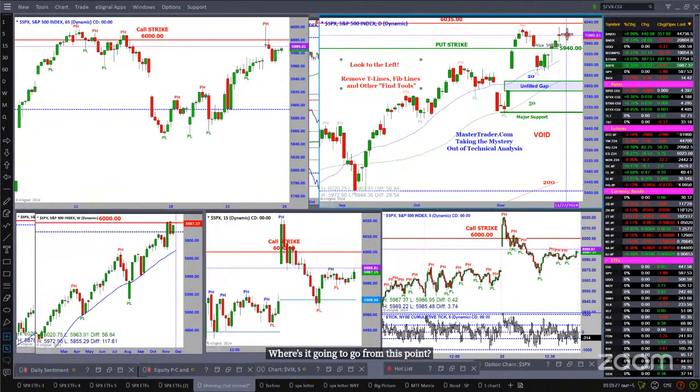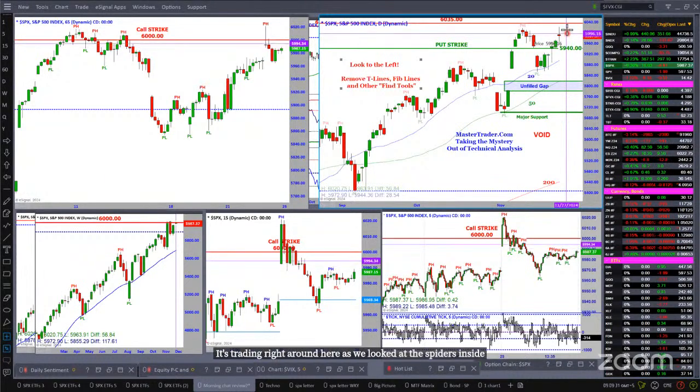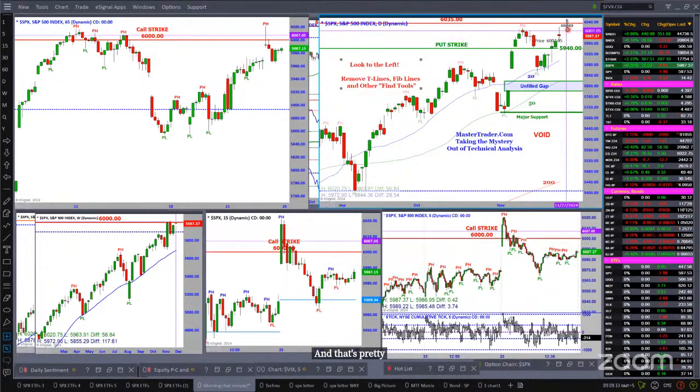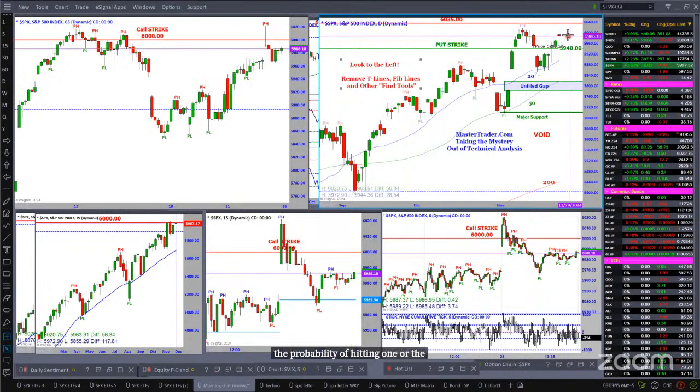It's trading right around here as we looked at the spiders, inside day, give or take. And that's pretty darn tight, right? The distance between those strikes. So as volatility contracts, this gets tighter, and the probability of hitting one or the other becomes greater.